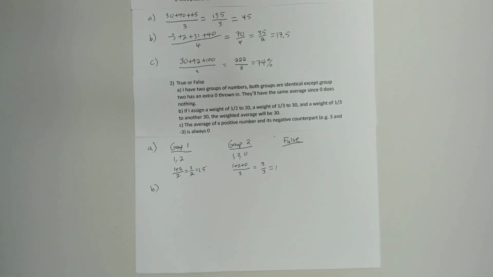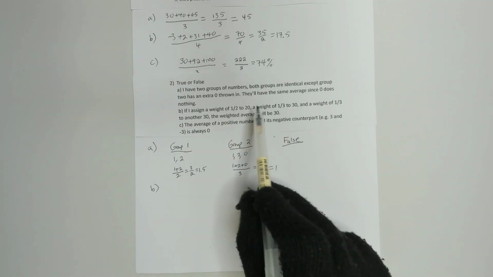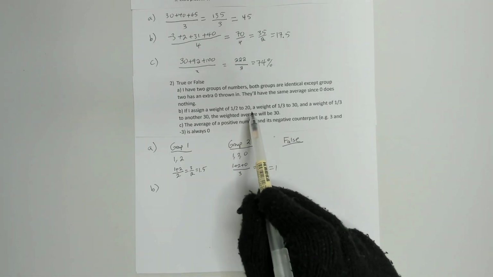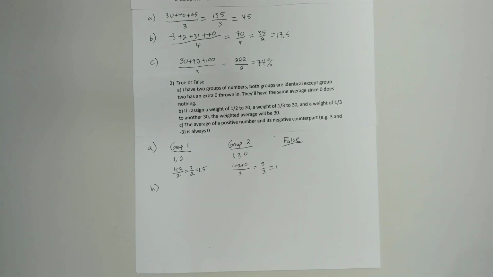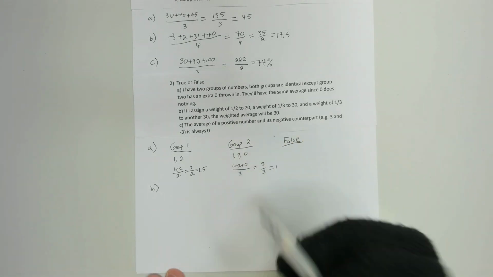If I assign a weight of a half to 20, a weight of a third to 30, and a weight of a third to another 30, the weighted average will be 30. Recall for the weighted average, all we're doing is assigning a weight to different numbers and multiplying by it, because we're basically taking a piece of that number, and then we add them all up together. So let's see if we take all these weights, do we get 30?